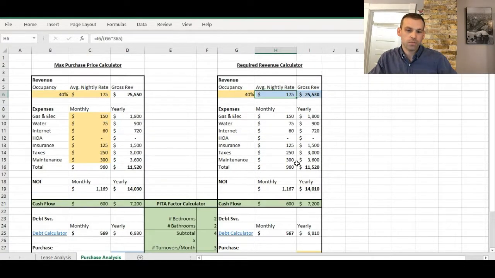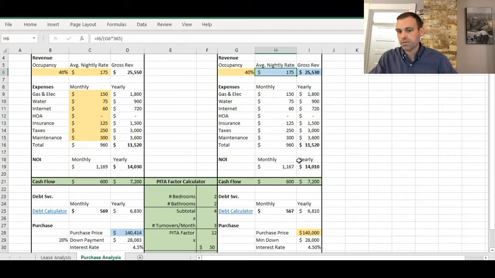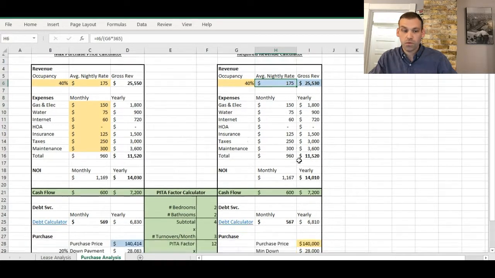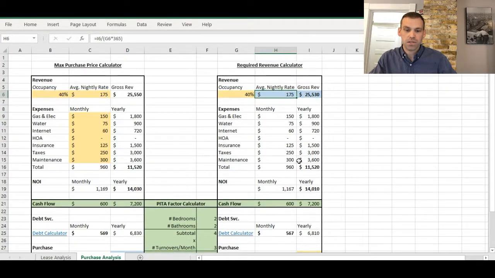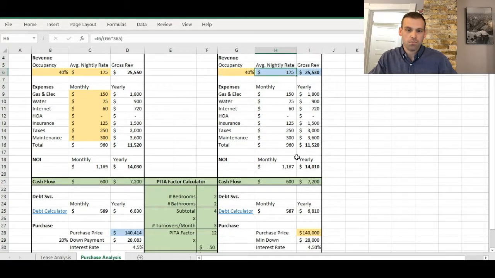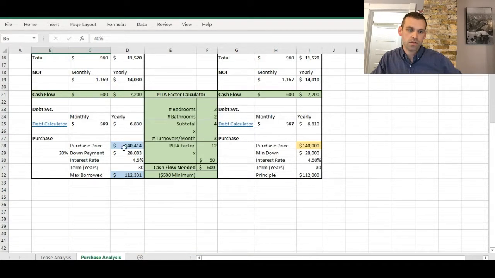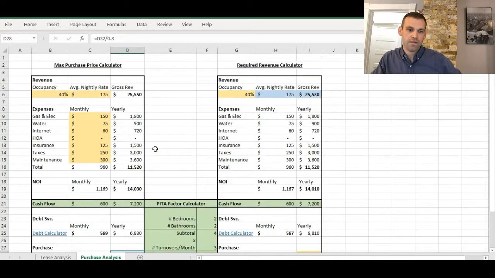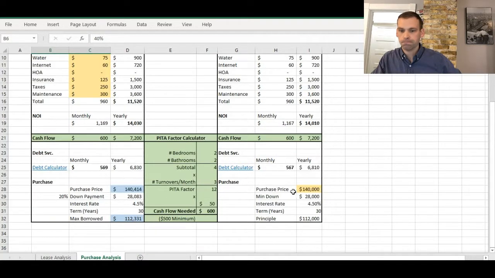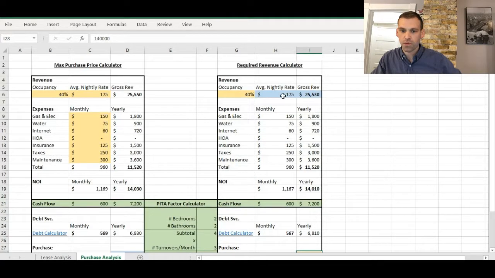So kind of analyzing it forward and backwards. And I think it's, for me anyway, really helpful to do that because you kind of approach it from both sides and see if it makes sense. Based on these numbers, do I think I can find a property that's going to do these numbers? And then vice versa, do I think a property that I pay that much for can do these numbers?